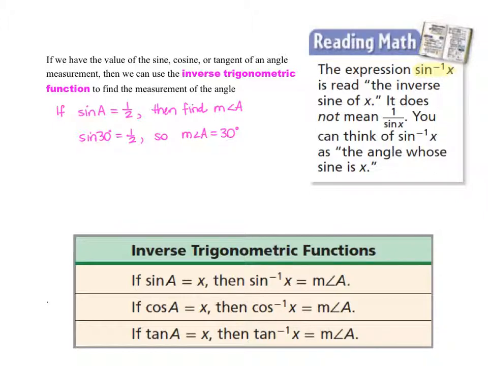And the notation that we're going to be using is sin for sine, or cos for cosine, or tan for tangent, with what looks like an exponent of -1. It's not actually an exponent. It is specific notation that we use to indicate an inverse function. So when we see that, we're going to read inverse sine of x.